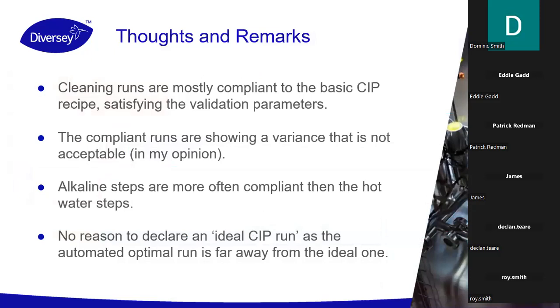So you can say that the cleaning runs are compliant to the recipes. They're satisfying the validation parameters, as in the majority of them are getting their 20 minutes or 15 minutes of hot caustic, but a lot of them are getting significantly more. And the compliant runs show that there is a variance that is larger than should be accepted. Now, the caustic is more compliant than the hot water. But why is that? It gives us the tools to say we need to focus on the hot water to find out what's changed, what's going on, why are we not achieving it all the time.